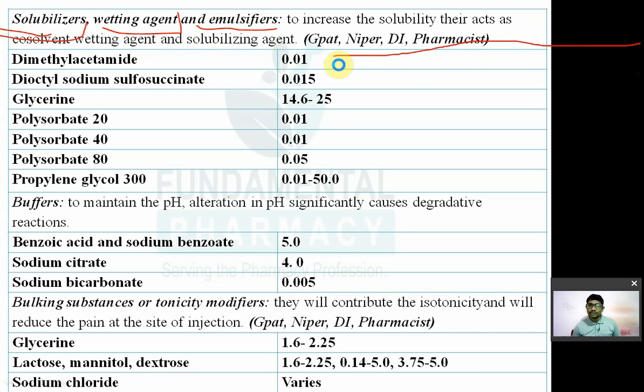So what are the examples? The first one is dimethyl acetamide, used in the concentration of 0.1%. Dioctyl sodium sulfosuccinate 0.0015%. Glycerin 14.6 to 25%. Polysorbate 20 0.01%. Polysorbate 40 0.01%. Polysorbate 80 0.5%. Propylene glycol, okay, it is used as a solubilizer in a 0.001 to 0.05% concentration. Then buffers. What is the role of a buffer?